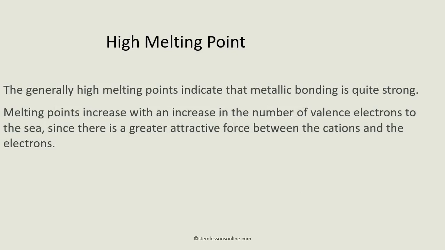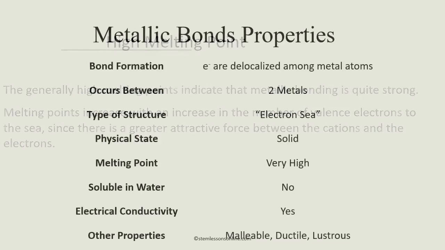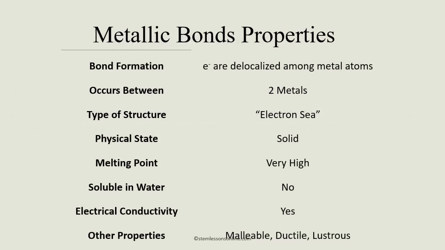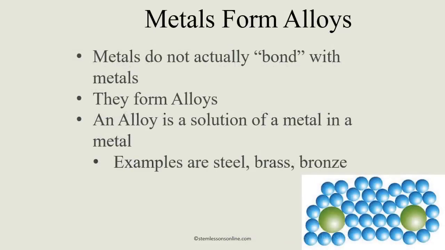Okay, the reason for the high melting point is the attraction between those electrons and the positive kernels or positive cations. These are the properties we already discussed, but it's a summary. So metals do not bond with another metal, as you know, but they form alloys. An alloy is a homogeneous mixture, which is also known as a solution.